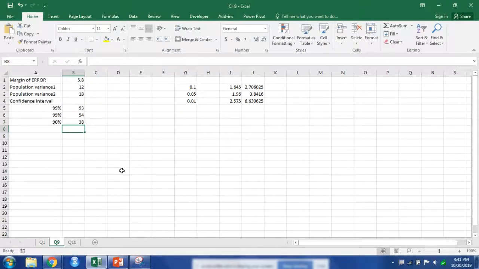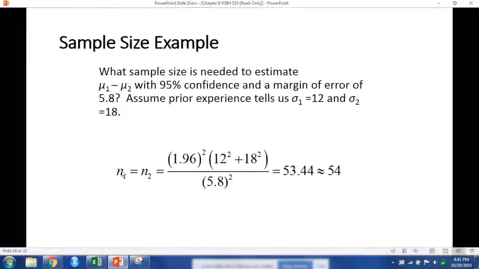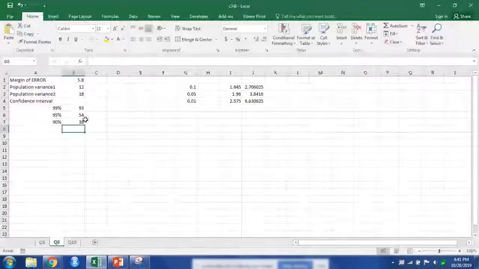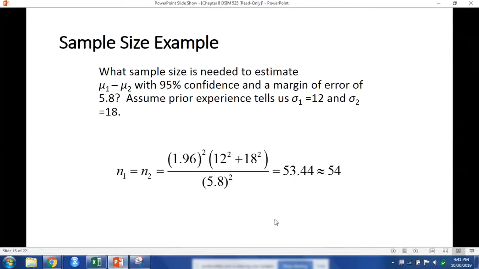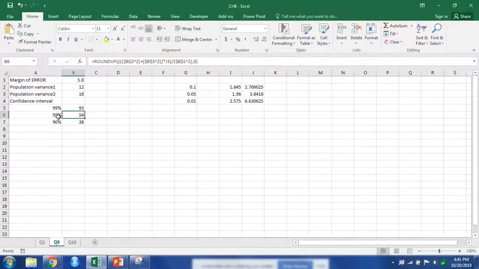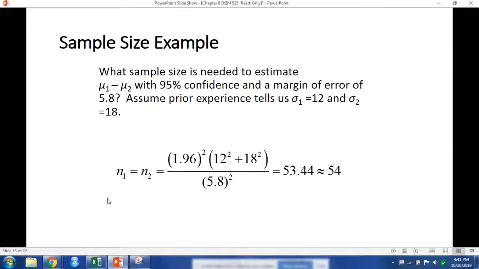Okay, now it works. Fortunately, I haven't uploaded this to Blackboard yet. All right. So we were expecting an answer of 54. I put in a roundup formula based on how this calculates out, and at the 95% confidence level, we would need a sample size of 54.